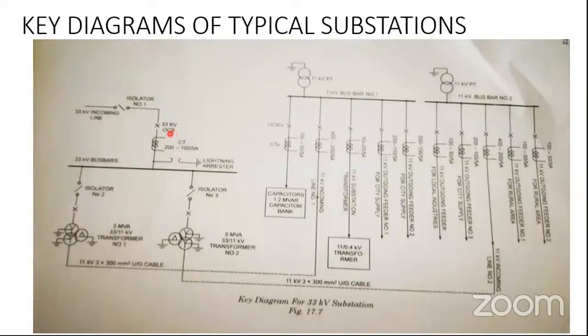To read the current values, we'll be using a current transformer. The current transformer is to read higher values of currents as a reasonable value of current. Then, if you observe here, what does this symbol indicate? Lightning arrestor. Lightning arrestor is earthed, you remember.